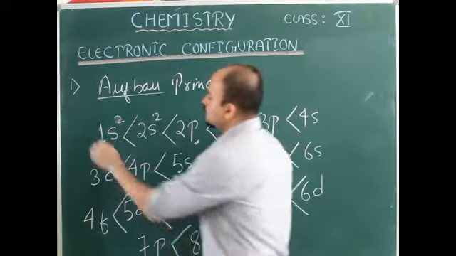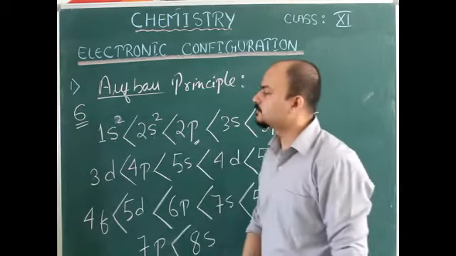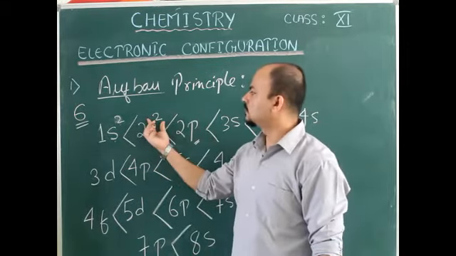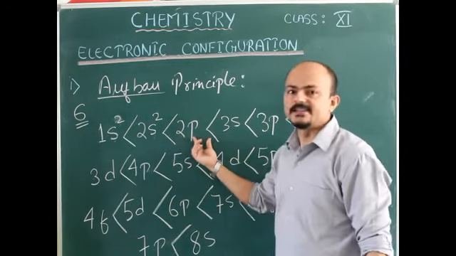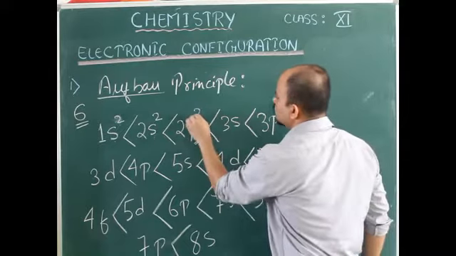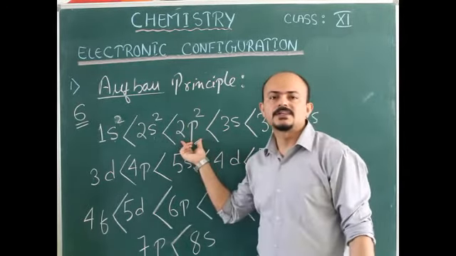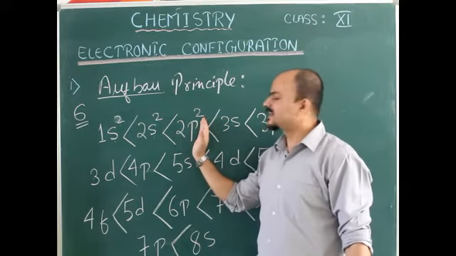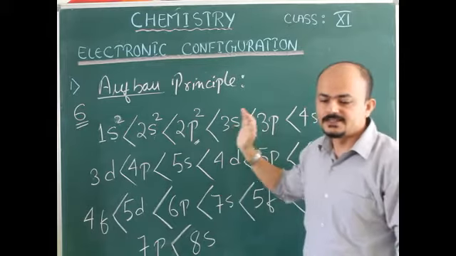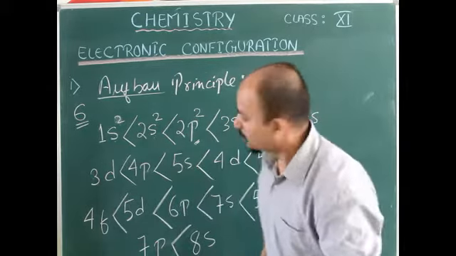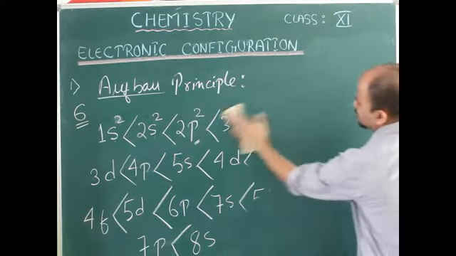Then, as I told you, we are doing the electronic configuration of the element with atomic number 6. So 1s2, 2s2, 2p2. In the 2p orbital, which is the next higher energy level, 2 electrons will be occupied. The maximum capacity of a p orbital is 6. If it is more, it will go to the next higher energy level. Hope this is clear. Now let's discuss the other principle.